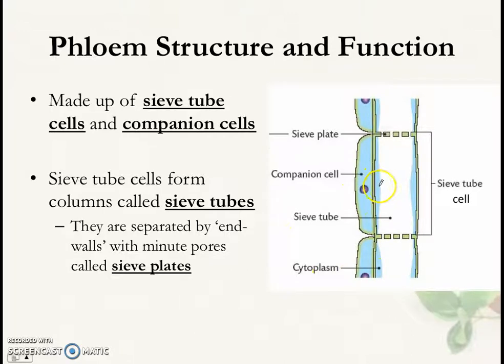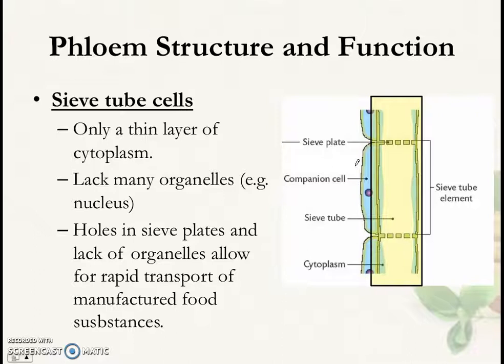Now let's see how it helps the phloem carry out its function. Focus first on the sieve tube cells. You will realize that the sieve tube cells only have a thin layer of cytoplasm, and they lack many organelles. They just have this very thin layer of cytoplasm. They don't have a nucleus. They don't have a vacuole in the middle. They're very different from normal plant cells.